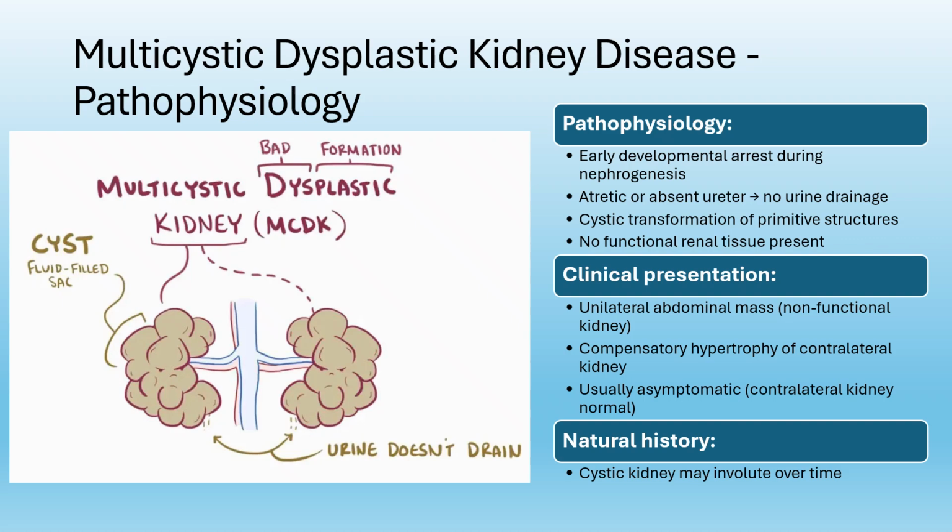Regular surveillance with ultrasound and assessment of blood pressure remains essential, as patients with solitary kidneys face increased lifetime risk of hypertension and proteinuria. The prognosis for unilateral MCDK with a normal contralateral kidney remains excellent, with most patients maintaining normal renal function throughout life. However, long-term nephrology follow-up is warranted to monitor for potential complications, including hypertension, proteinuria, and the theoretical risk of malignant transformation in residual dysplastic tissue, though this remains exceptionally rare.